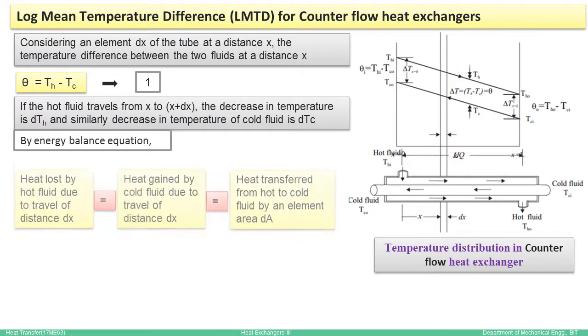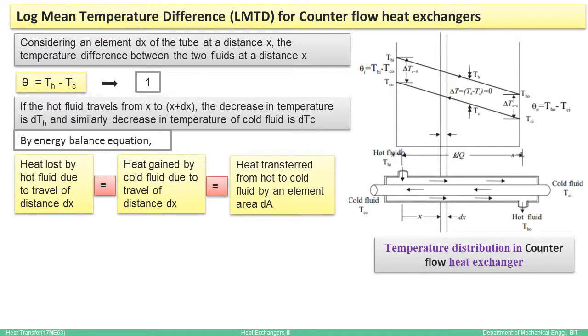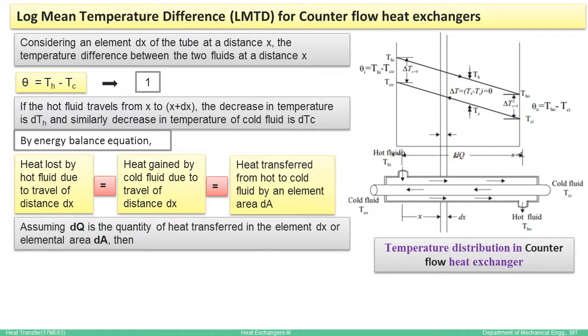Now from the energy balance equation, we have heat lost by the hot fluid to travel a distance dx is equal to heat gained by the cold fluid due to travel of distance dx, which should be equal to heat transfer from hot fluid to cold fluid by an area dA. So from this we can write dq, which is the quantity of heat transferred in that element, because of the area dA, as dq is equal to minus Ch into dTh, and also equal to minus Cc into dTc.